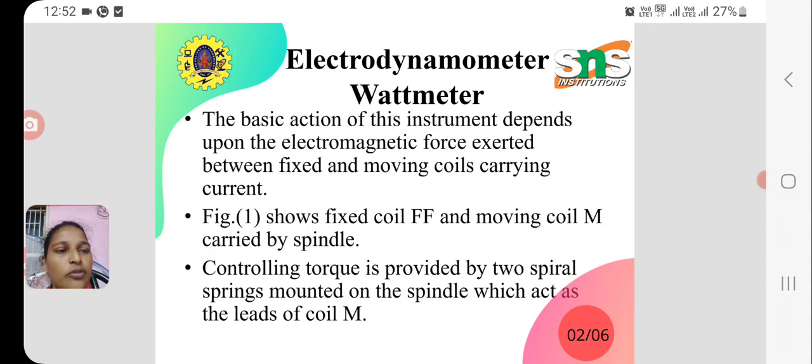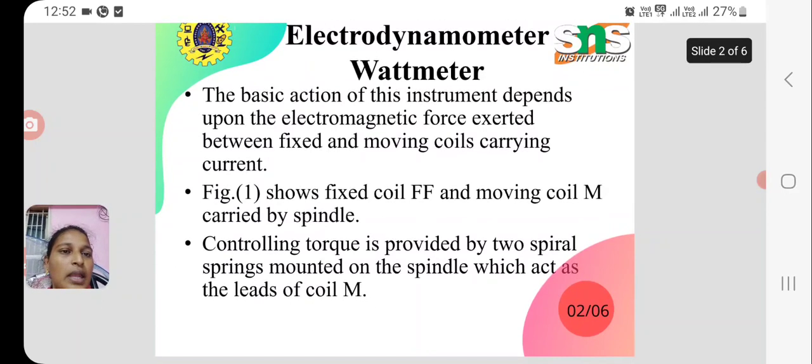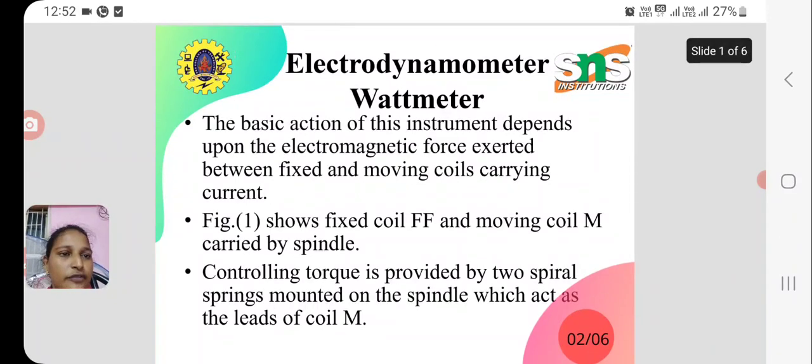The basic type of wattmeter that is used to measure power is an electrodynamometer type wattmeter. We have already discussed the dynamometer type instruments, which are the EDM type instruments, very similar to the PMMC, with the difference that the permanent magnet is replaced by the fixed coils. The basic action of this instrument depends upon the electromagnetic force exerted between the fixed and moving coils.